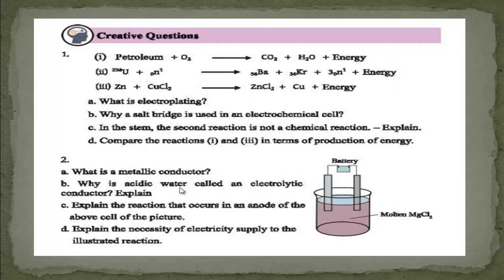Electrolytic conductor means electrolyte, the solution or molten state of an ionic compound, or a solution of an ionic compound, which allows electricity to pass through it, isn't it? They are called electrolytes. So an electrolytic conductor means electrolytes through which electricity can pass. Why? The reason is the presence of ions, because inside the electrolytes there are free moving ions which are responsible for conducting electricity.